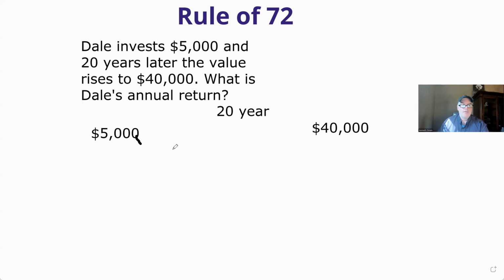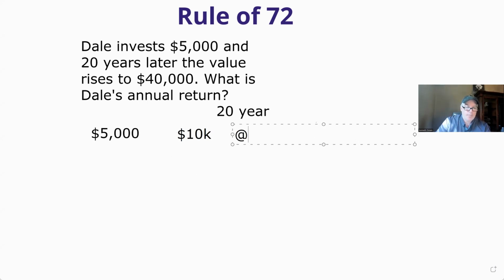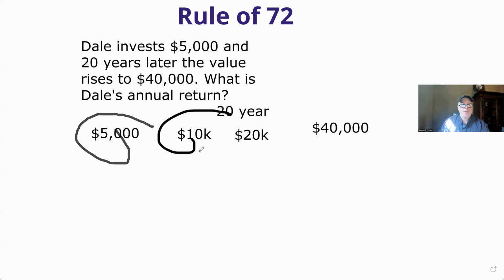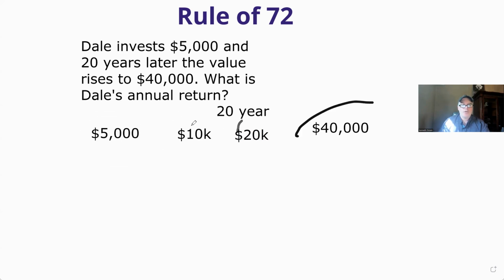Okay. 5 doubled once would be 10K. Doubled again would be 20. And doubled the third time would be 40. So it doubles 3 times: 5 to 10, 10 to 20, 20 to 40. 1, 2, 3, so that's 3 doubles. That means it's doubled 3 times in 20 years.